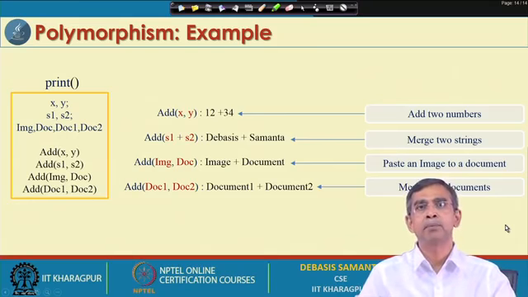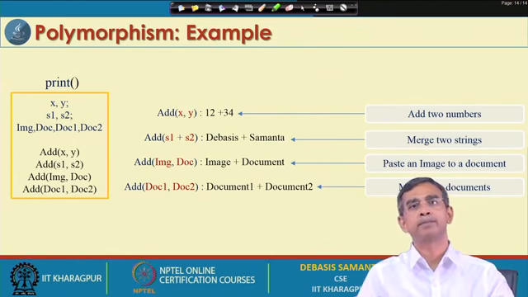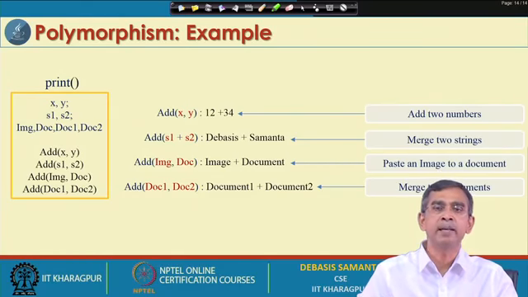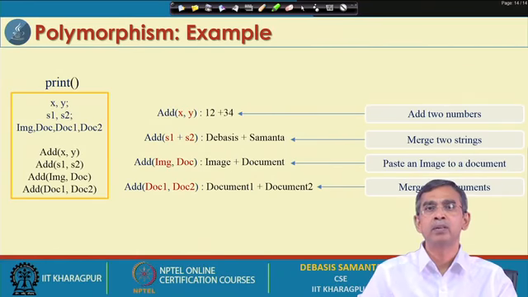As another example, you can see if we write add x and y. So, add is a method, this basically adds two numbers. Similarly, the same add method we can also define in a polymorphic way, so that it can concatenate two strings. Likewise, add image and document we can use, but the operation will be different, in this case it will paste an image into a document. Similarly, the same method in a polymorphic way can be used to merge two documents together.